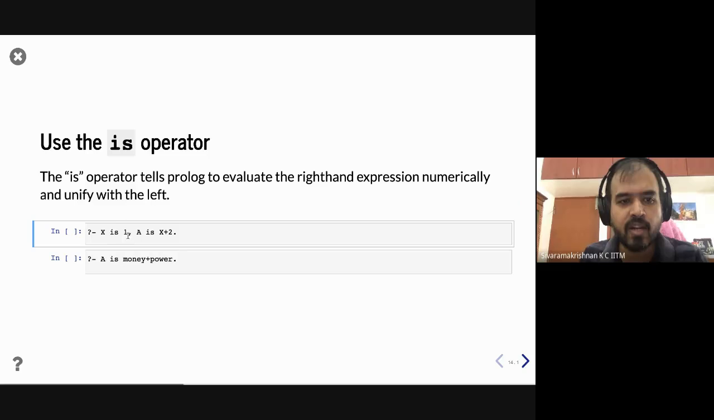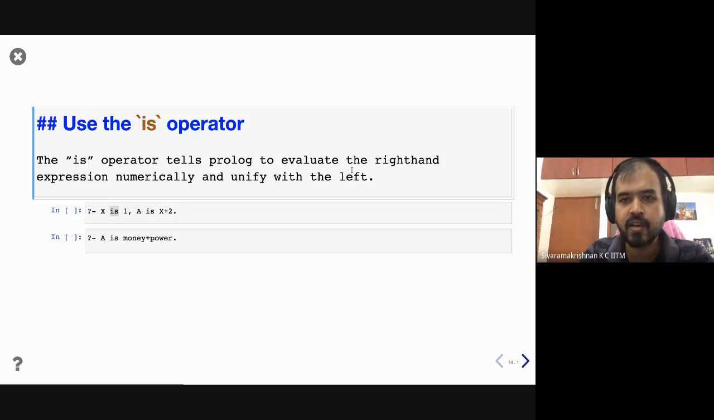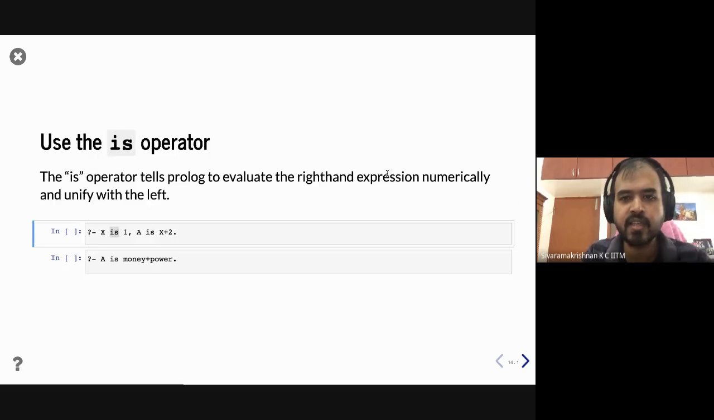We have this operator called is. Is is a special operator. The is operator tells Prolog to evaluate the right hand side expression numerically and unify the result with the left. So when you have is and something on the right hand side, Prolog will do the usual arithmetic on the right hand side and then unify the result with the left hand side. So here I'm saying X is 1. It is going to take this and evaluate it arithmetically. There is no further arithmetic to do. It's just 1.